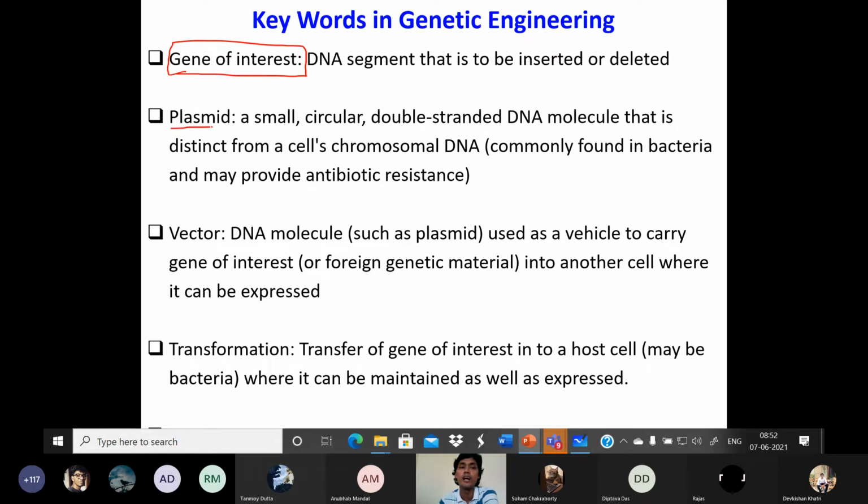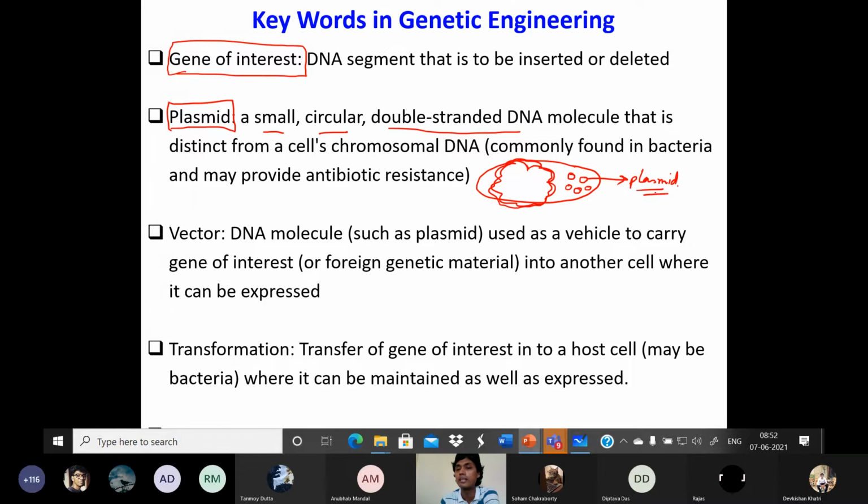Now, plasmid. Plasmid is very important, never forget this. A plasmid is a small circular double-stranded DNA molecule that is distinct from the cell's chromosome. In some bacteria, they have a bacterial chromosome, a circular, double-stranded chromosome. In addition to that, they have some small DNA elements, also double-stranded and circular. These are plasmids.